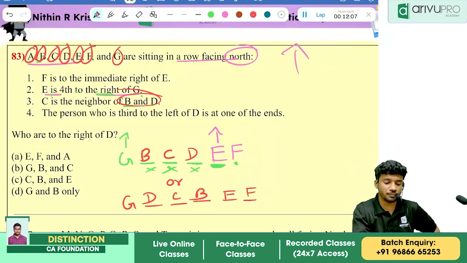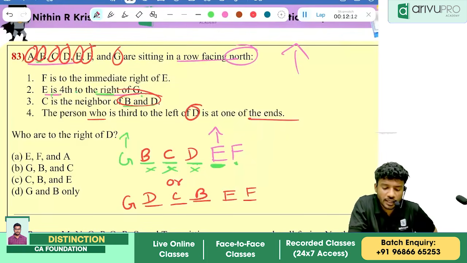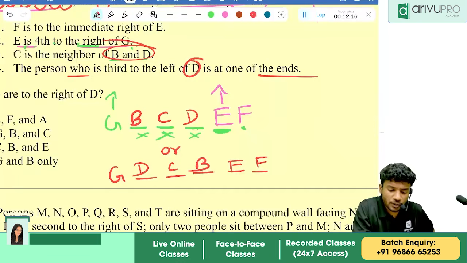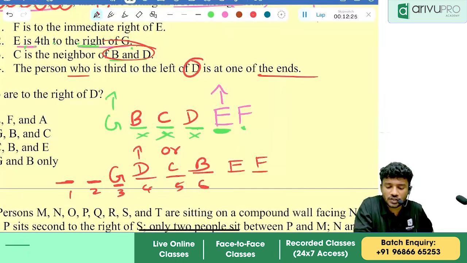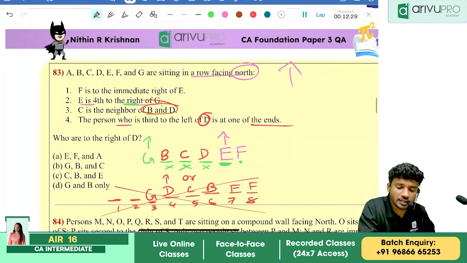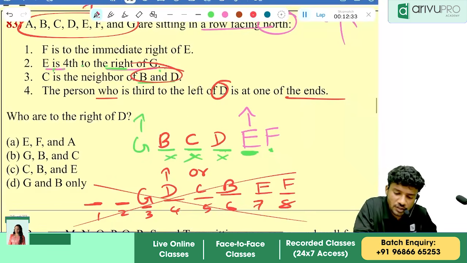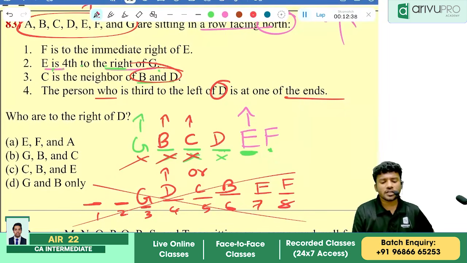Next one, people. The person who is third to the left of D is at one end. Third to the left of D. People, look here. If I put third to the left of D, this is first to the left, second to the left, third to the left. Now how many people are there? 1, 2, 3, 4, 5, 6, 7, 8 people are there. Is 8 people possible? How many are there? 7 are only possible. So you tell me, is this correct? Third to the left, first to the left, second to the left, third to the left.